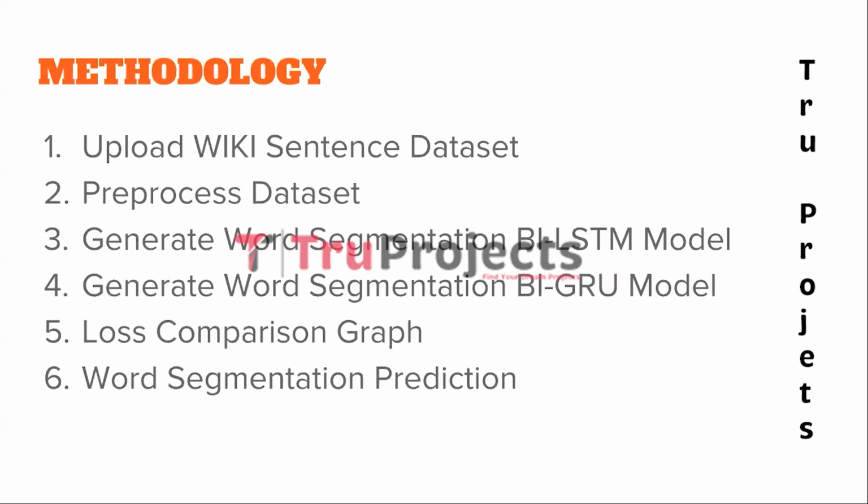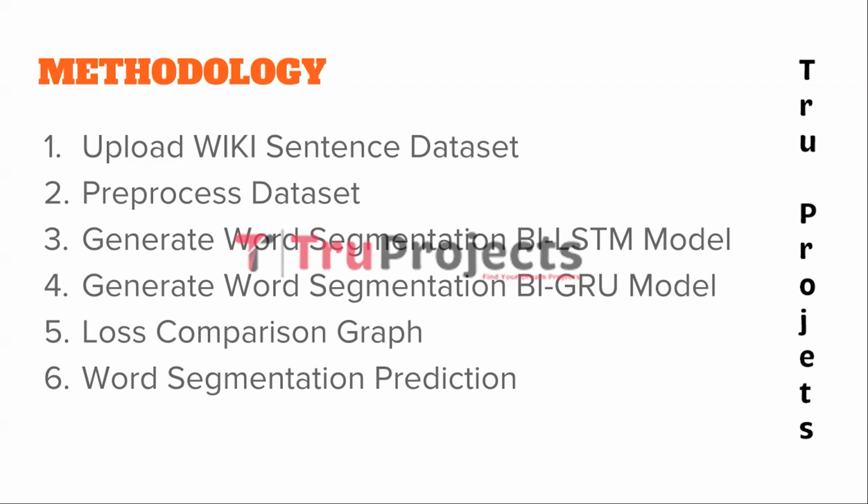These are the modules that are developed to build this project. The first module is Upload Wiki Sentence Dataset. In this module, the Wiki Sentence Dataset is uploaded for further processing. The dataset contains numeric sentences that will be used to train and evaluate the deep learning model for English word segmentation. The second module is Pre-processed Dataset.